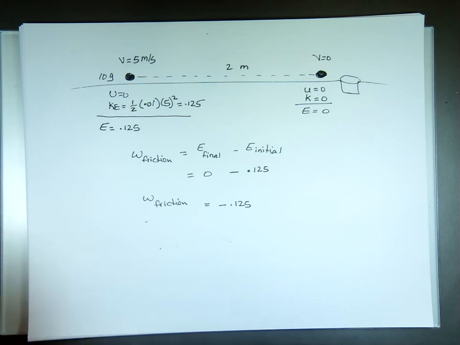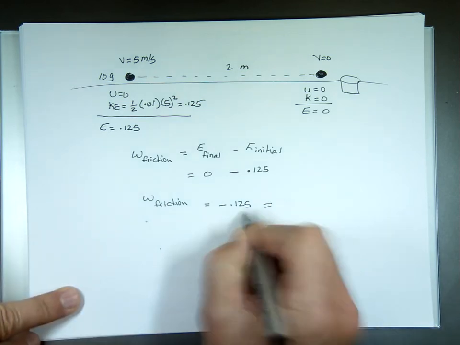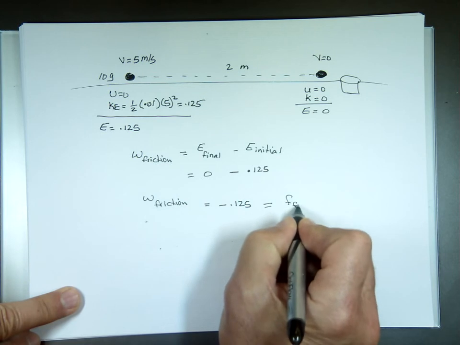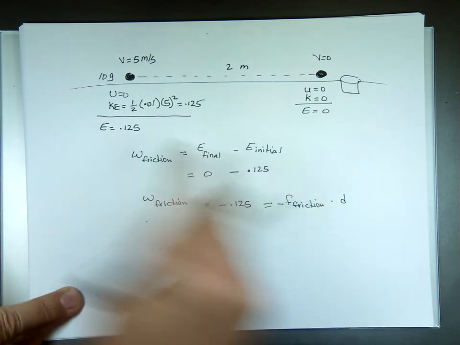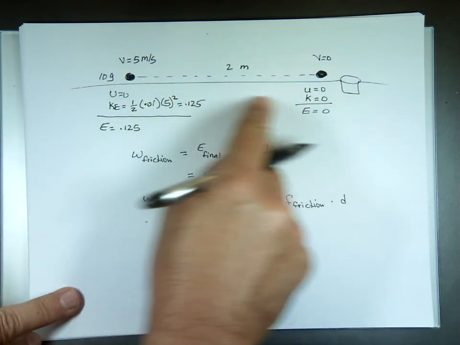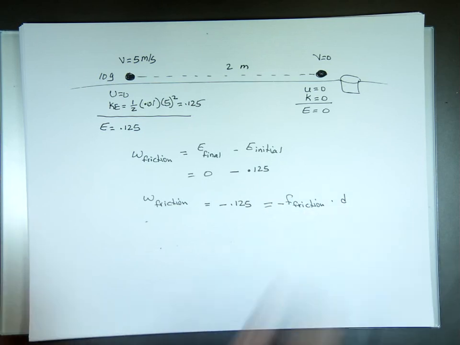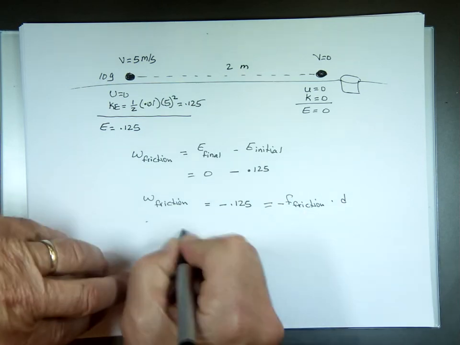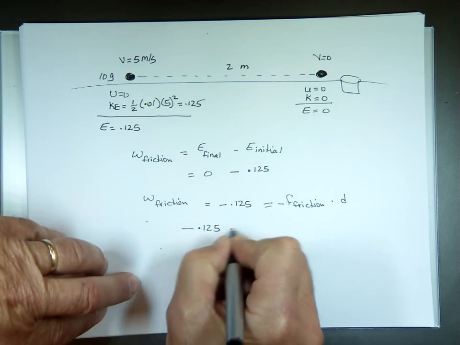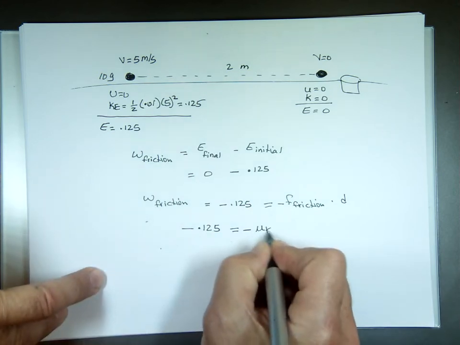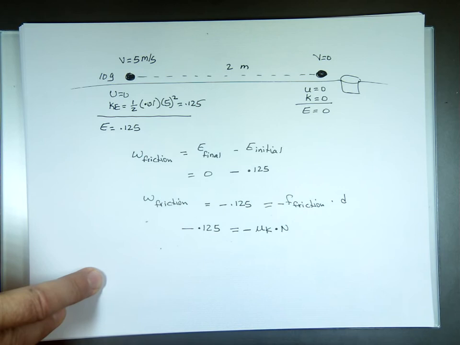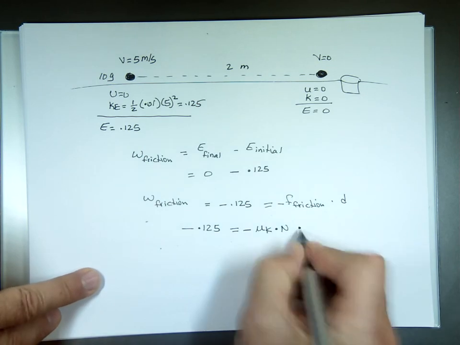Well, the work done by friction, we know the number, but that's equal to what? F friction times the distance, and it will be negative because the ball is moving to the right, the friction force is backward, so it's negative F friction times d. What's the friction force? Mu K times N, right? And times the distance, which is what? 2 meters.